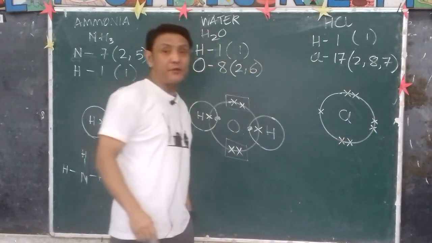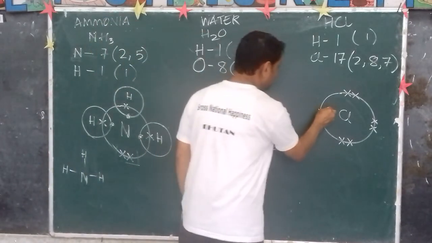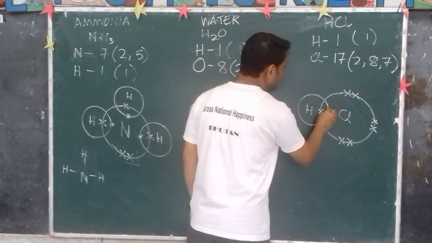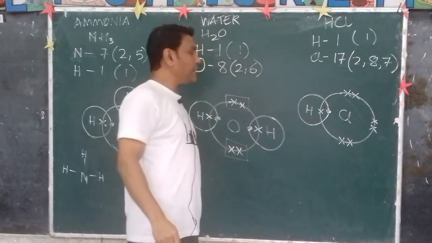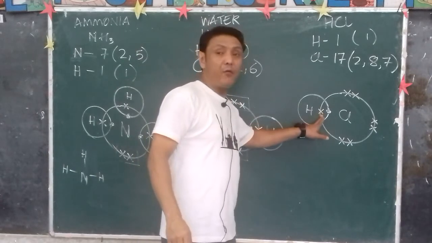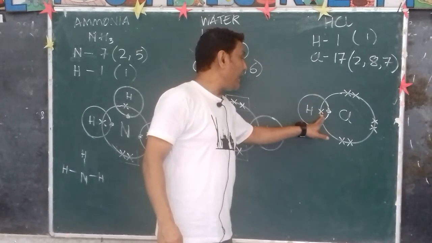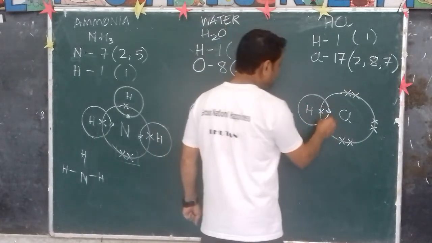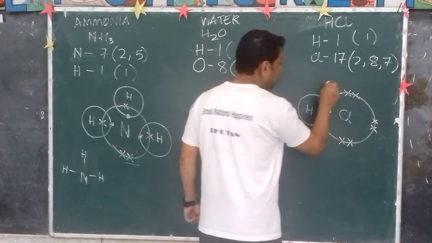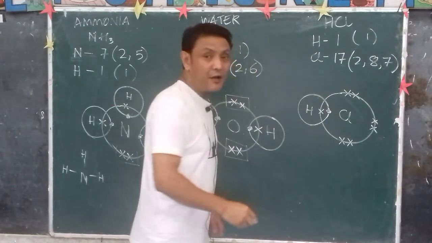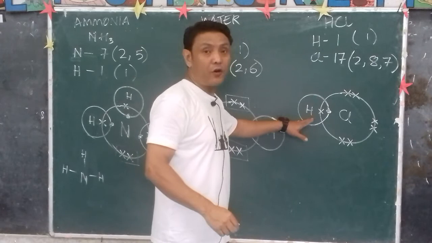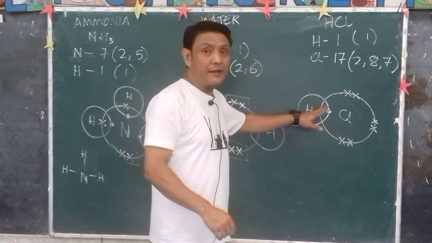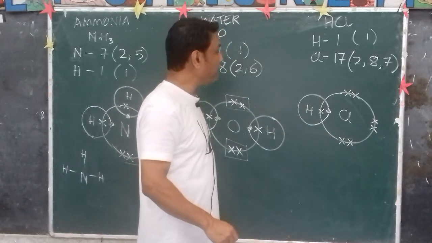1, 2, 3, 4, 5, 6, and 7. So how many electrons does chlorine need to be stable? It needs one more. So one hydrogen will come and share one electron with one electron of chlorine. Therefore chlorine will have the stable electronic configuration, 1, 2, 3, 4, 5, 6, 7, 8, satisfied. Hydrogen 1, 2, satisfied. Both of them, because hydrogen is the only element which follows the duplet rule, whereas the other elements will follow the octet rule.